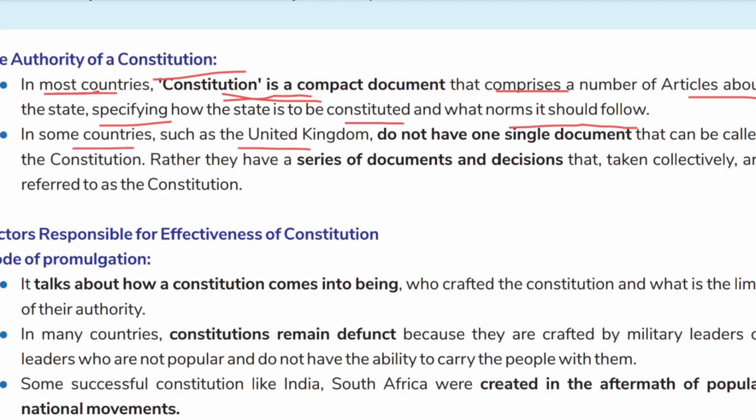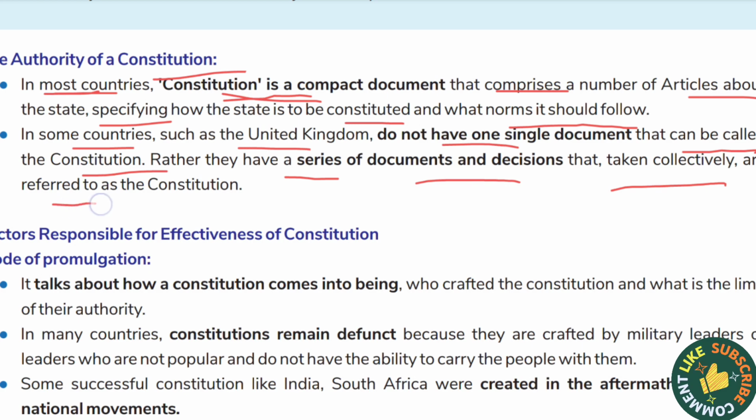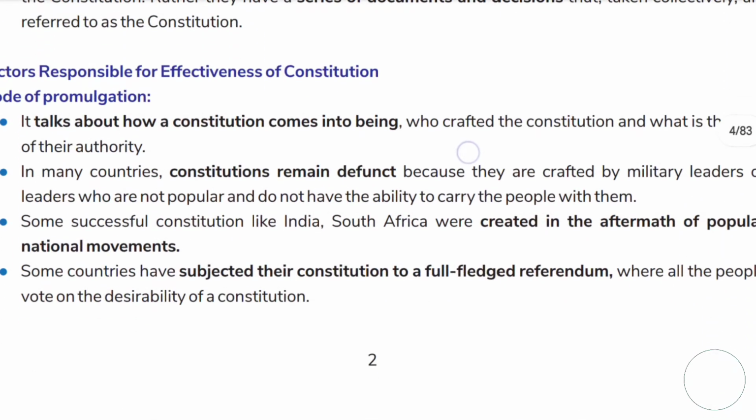Some countries, such as the United Kingdom, do not have one single document that can be called the constitution. Rather, they have a series of documents and decisions that, taken collectively, are referred to as the constitution.